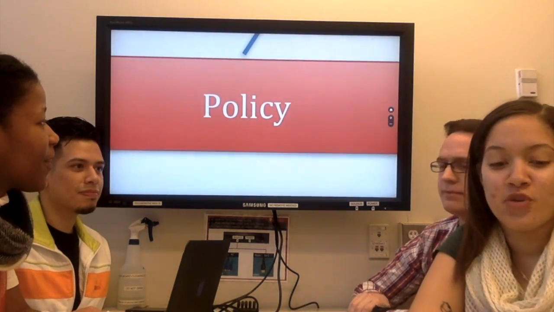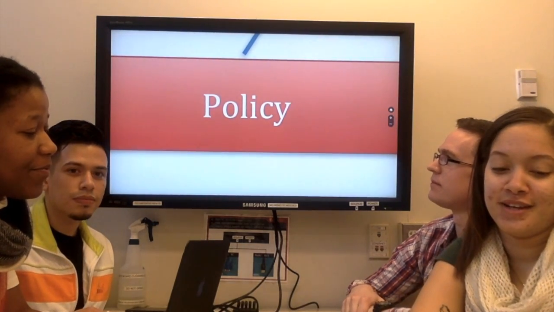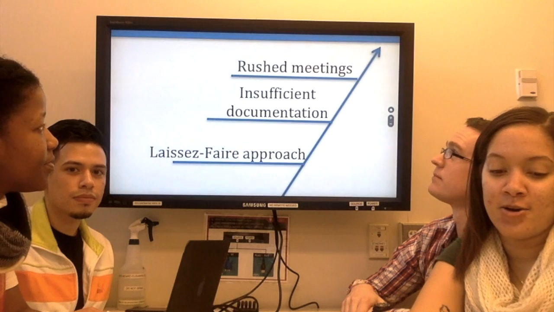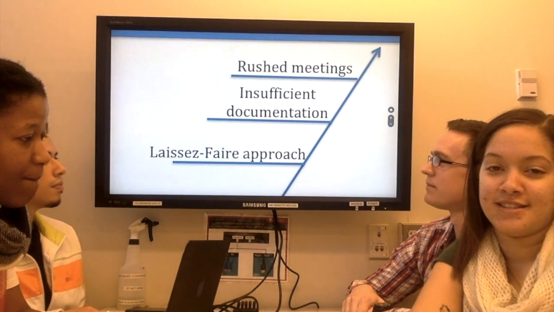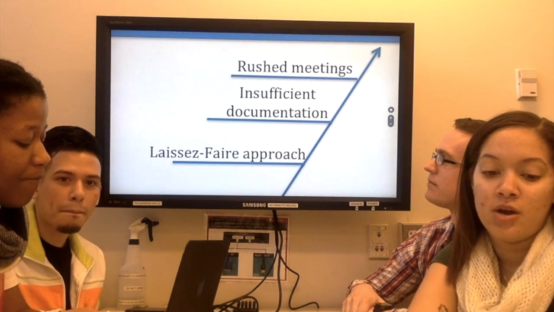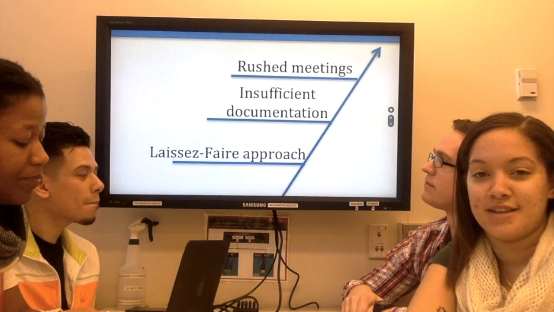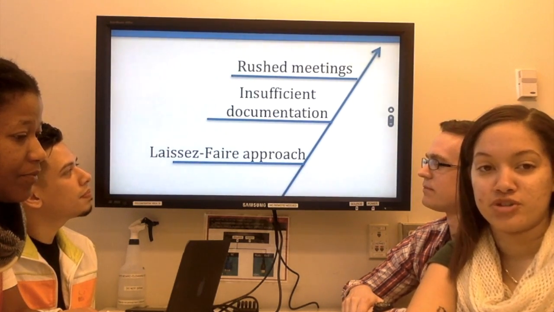So the program in Rwanda had many issues regarding their policies, which included rushed meetings, insufficient documentation or not documenting properly, and having a laissez-faire approach. To improve the policy of the program, we do propose transitioning from a laissez-faire approach to a democratic one to have the program run more smoothly.